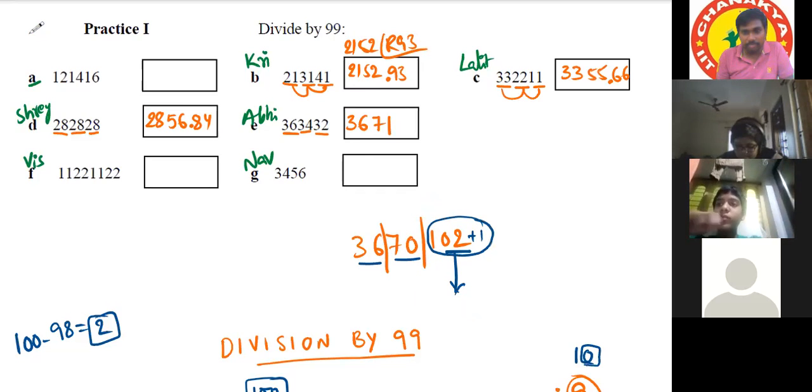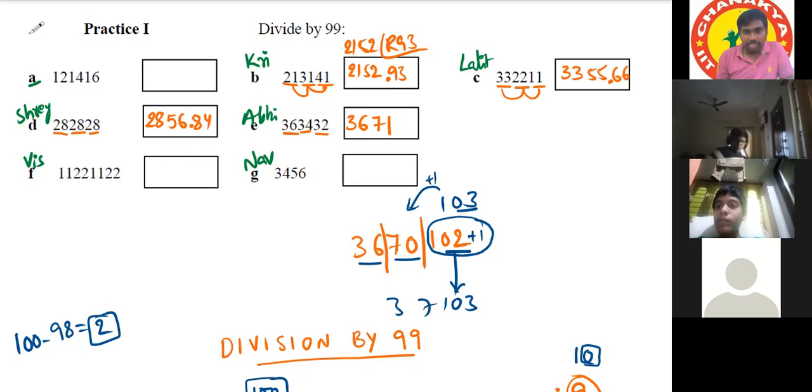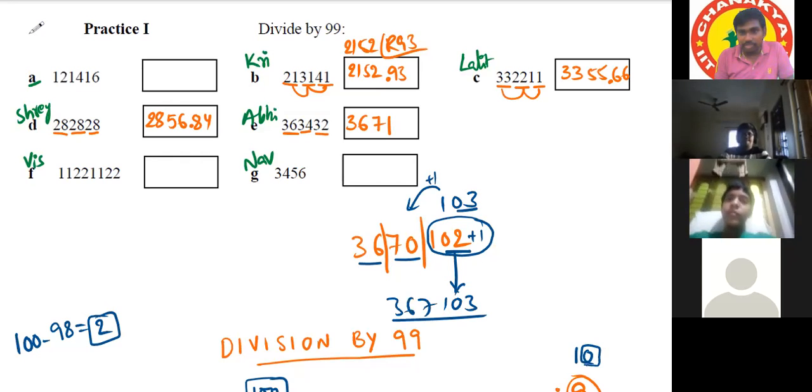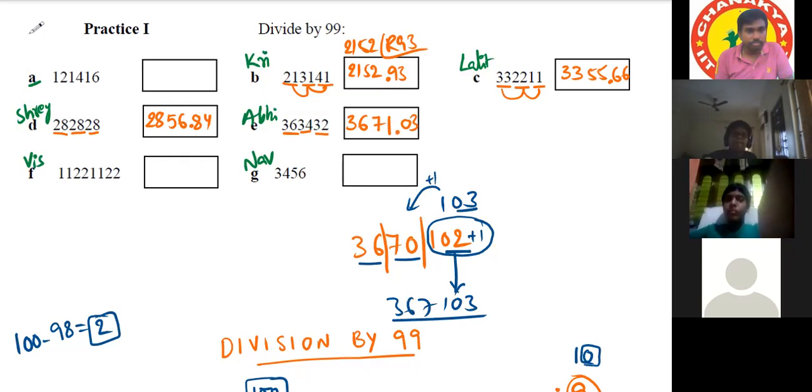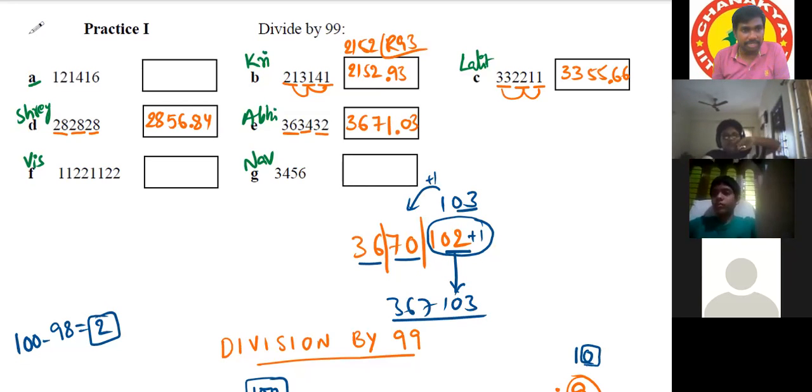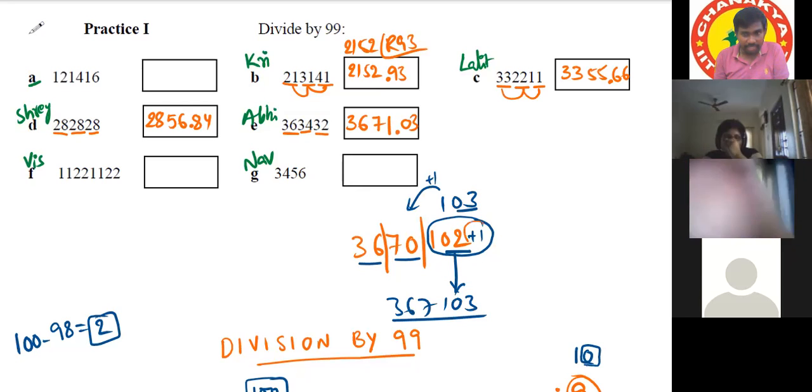102 plus 1 is 103. In that, drop 03, carry forward 1. 71 and 36, the answer is 3671, remainder 3. Correct. So 3671 remainder 03. Got it? If the last number is exceeding 99, we have to balance. And before balancing, we have to add a number of 99s in that number.